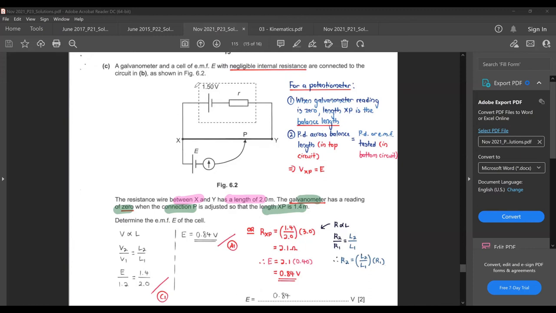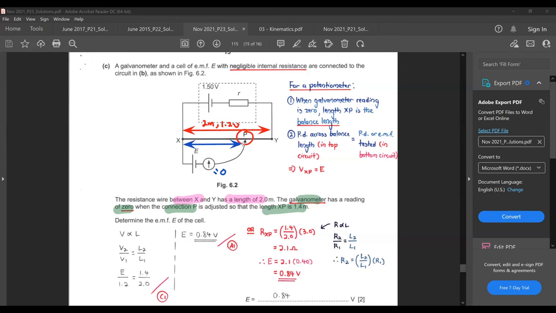What they told you was that what you know was that your entire length XY, this one, was 2 meters and is worth 1.2 volts. This one was what you learned just now. But right now, you adjust your connection P such that your galvanometer reading is 0. So once you have your galvanometer reading 0, they mentioned to you your length XP is going to be 1.4 meter.